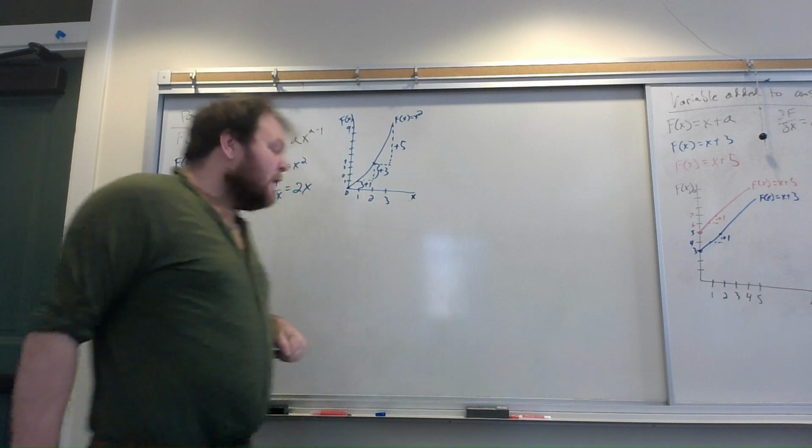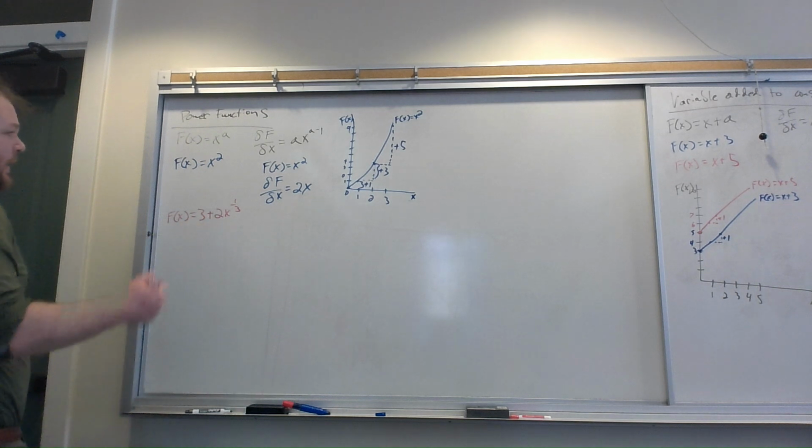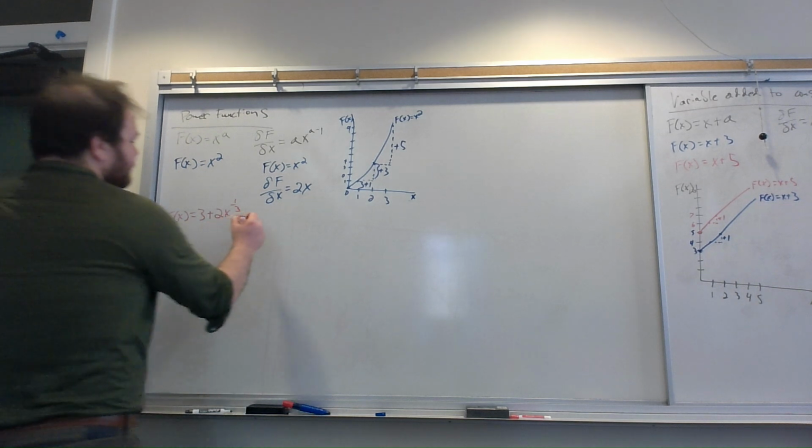Okay, good. So let's do a slightly more involved example where we have f of x equals 3 plus 2x to the 1/3. And let's remember all of our rules.